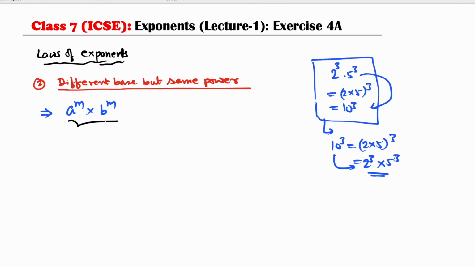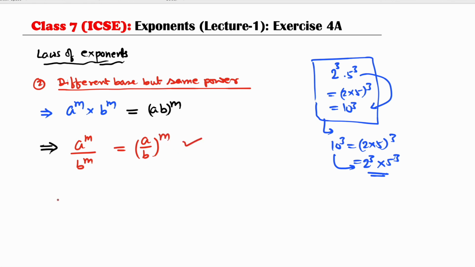So here what we do? We merge the powers. So let's merge the powers. So it will be a into b to the power m. So this is a very important property. Similarly, suppose we are given a to the power m upon b to the power m. Then what we do? Again we merge the base. Here we need not bring it to the numerator because the power is same. So this is a upon b to the power m.